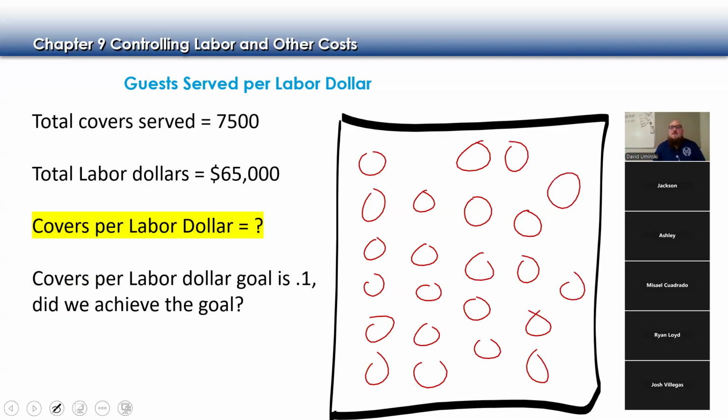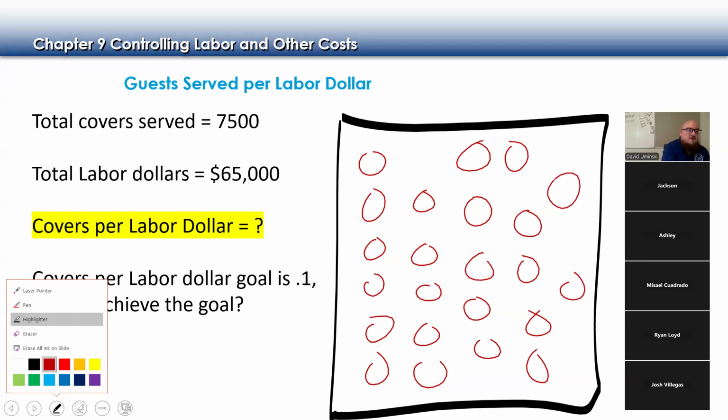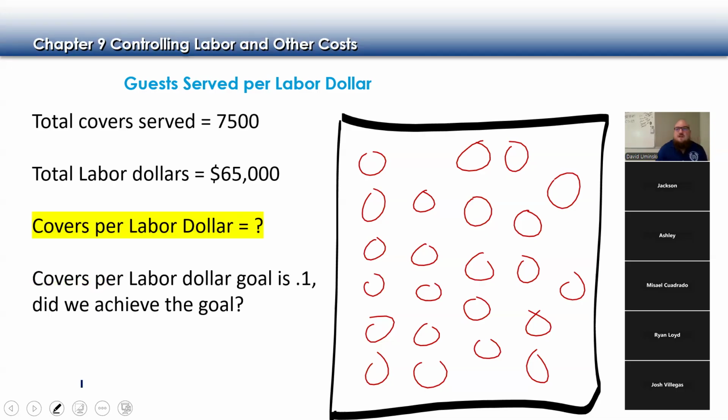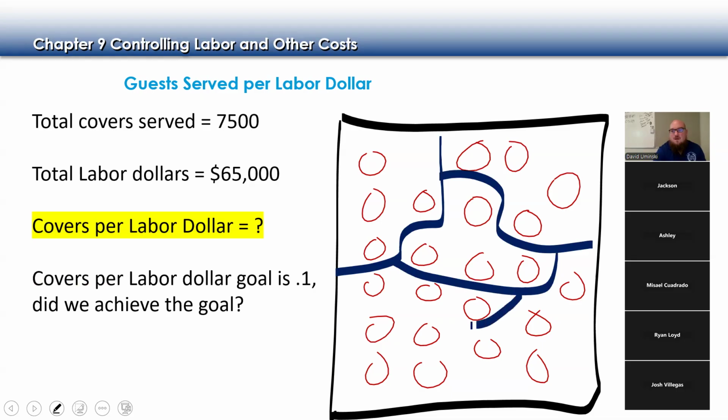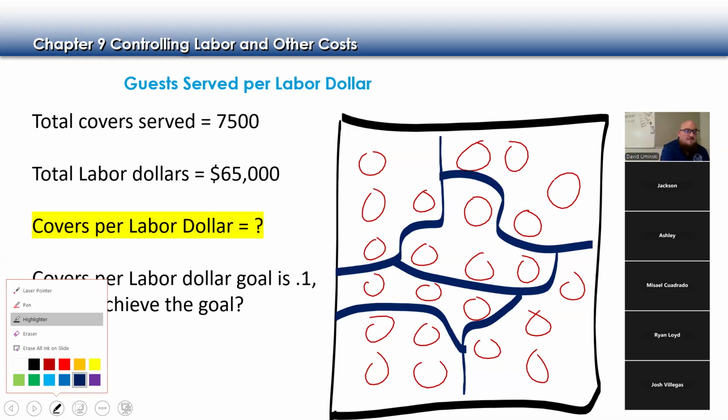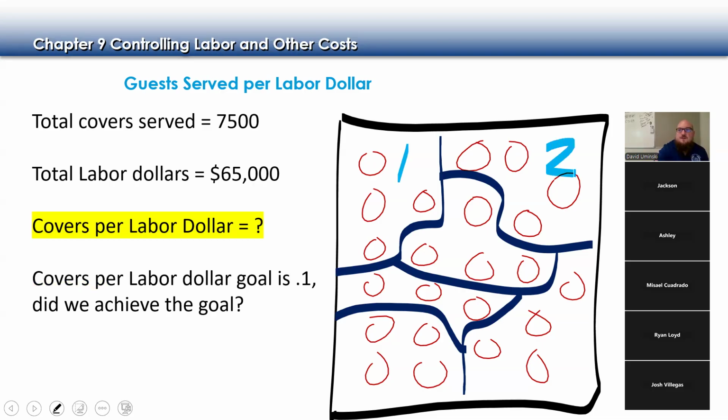There we go. Okay. And so I did this randomly, so I'm not sure if this is going to work out, but we'll see. Okay. So we might have 4 table sections, with one section that has 3 tables. Okay. So we might have section 1, 2, 3, 4, 5, and 6.